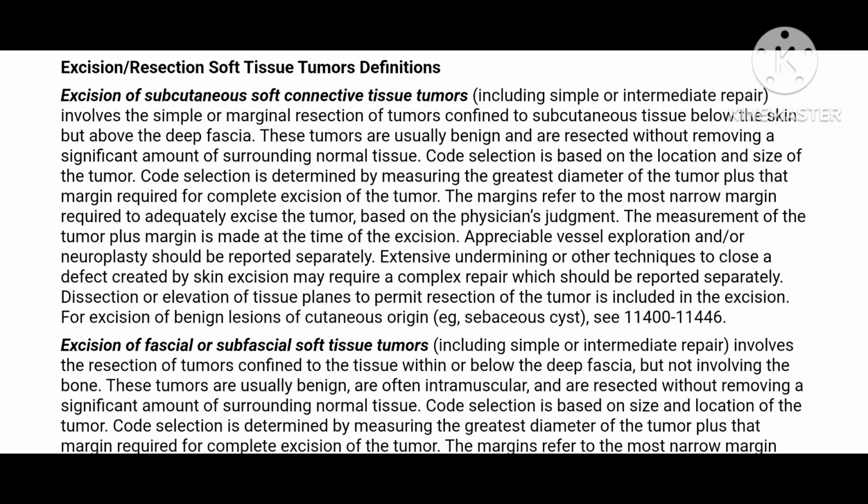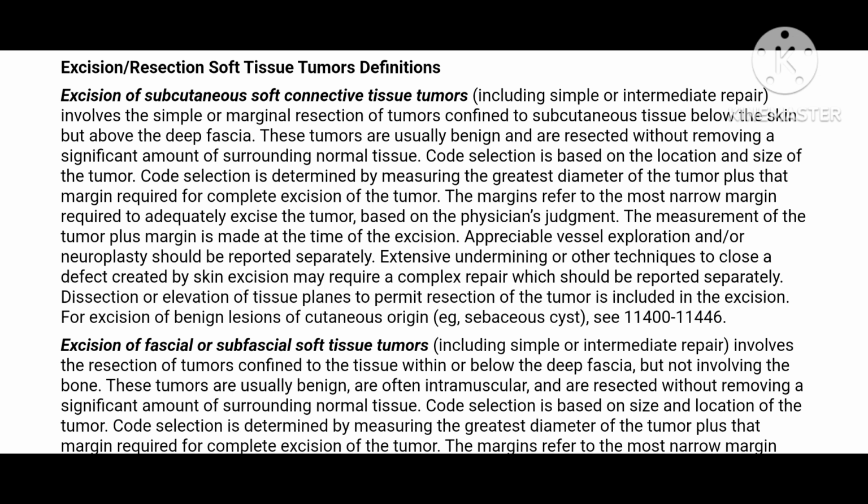Also, whenever a tumor is removed from the musculoskeletal system, after removal the doctor will be doing the repair. Simple and intermediate types of repairs are included in all musculoskeletal system procedures. So note that down. Simple and intermediate repairs are included in all musculoskeletal excision procedures.